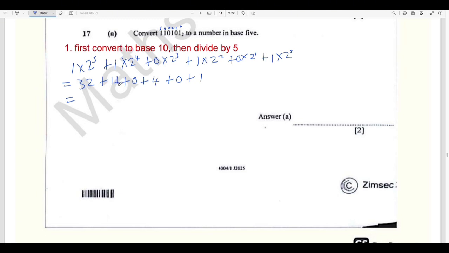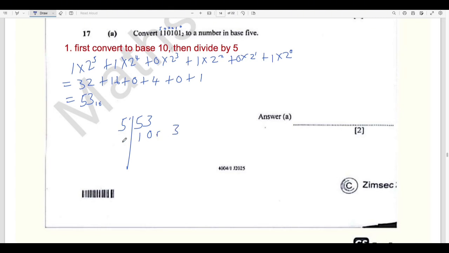All right, 32 plus 16 plus 4 plus 1: 16 plus 4 is 20, plus 32 is 52, plus 1 is 53. So this number gives you 53 base 10. Now, when we have found 53 base 10, we are supposed to divide by 5 to get a number in base 5. Numbers in base 5, the highest digit is 4.